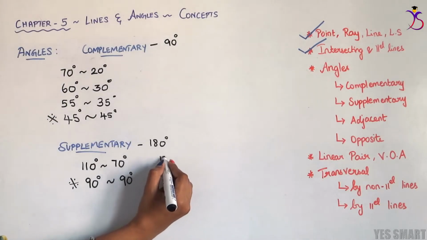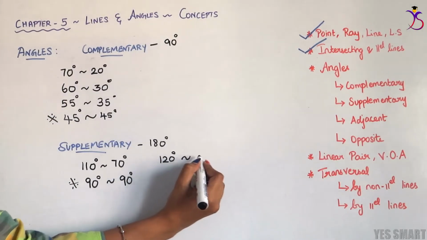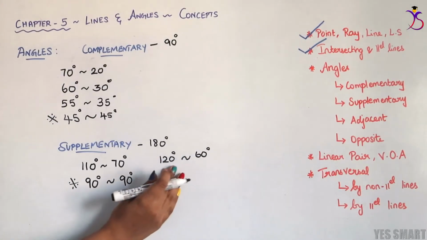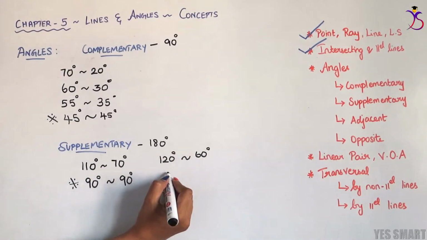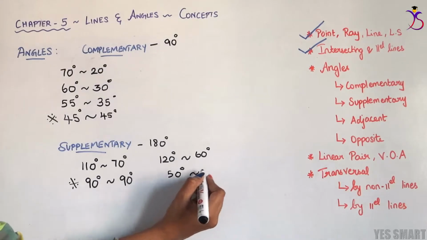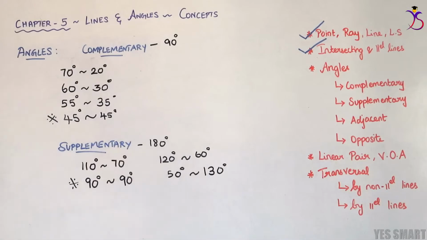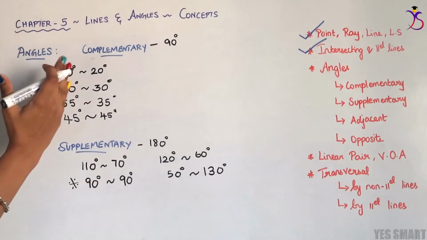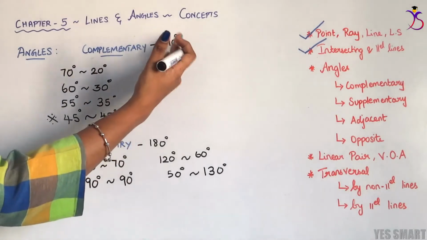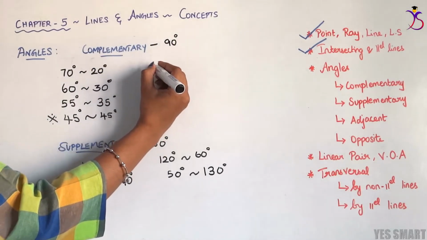Now let's look into other examples of supplementary angles. 120 degrees. The supplementary angle of 120 degrees is 60 degrees. Similarly, 50 degrees. The supplementary angle of 50 degrees is 130 degrees. So we will have sums to find the complementary angle and supplementary angle. For example, the question will be like, what is the complementary angle of 40 degrees?